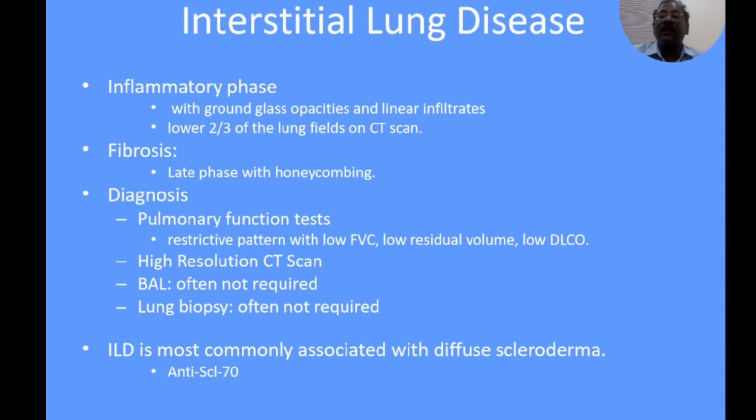Interstitial lung disease: the inflammatory phase shows ground glass opacities and linear infiltrates. Usually the lower two-thirds of the lung fields are involved on high resolution CT scan. Fibrosis, the late phase, shows honeycombing. For diagnosis, the pulmonary function test mostly shows a restrictive pattern with low FVC, low residual volume, and low DLCO.